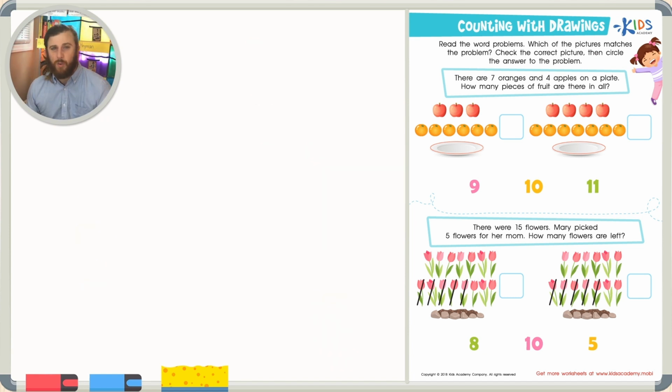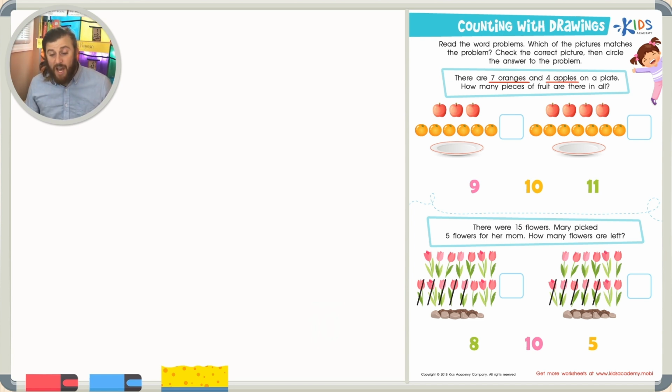Let's read the directions for our worksheet and get started right away. Read the word problems. Which of the pictures matches the problem? Check the correct picture, then circle the answer to the problem. Let's read the first word problem. There are 7 oranges and 4 apples on a plate. How many pieces of fruit are there in all?